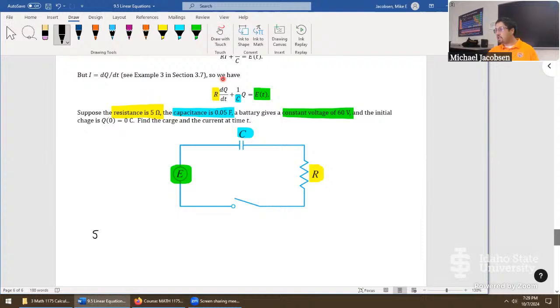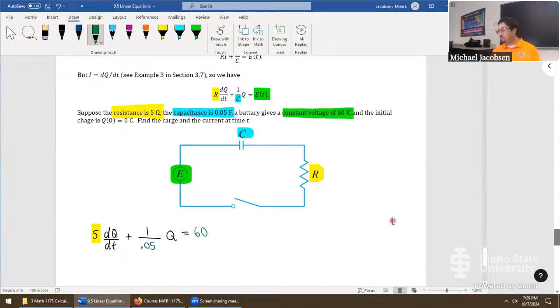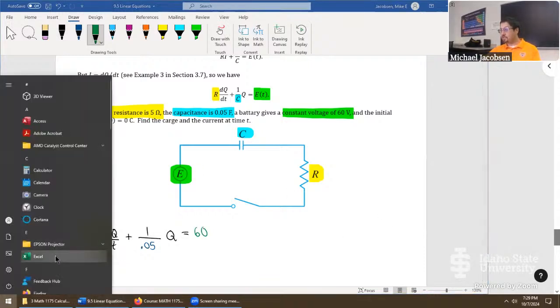5 dQ/dt plus the reciprocal of the capacitance, which is 0.05, multiplying Q, is equal to the value of 60 volts. So that's our differential equation with the information plugged in. We might need a calculator on this one.